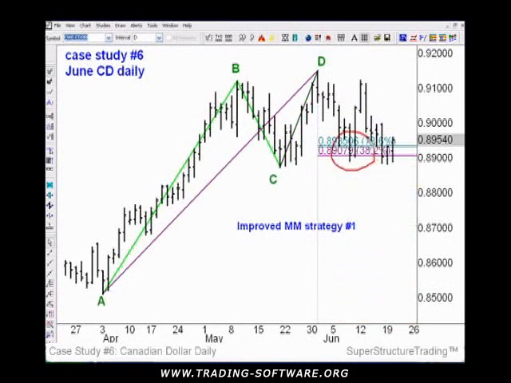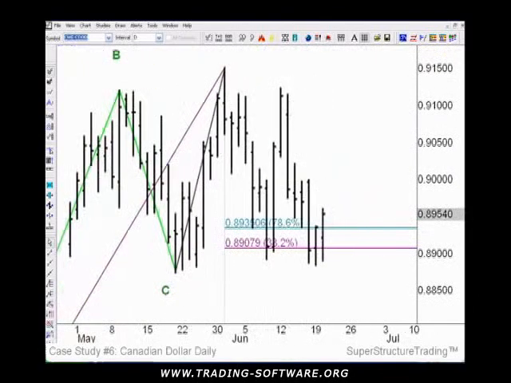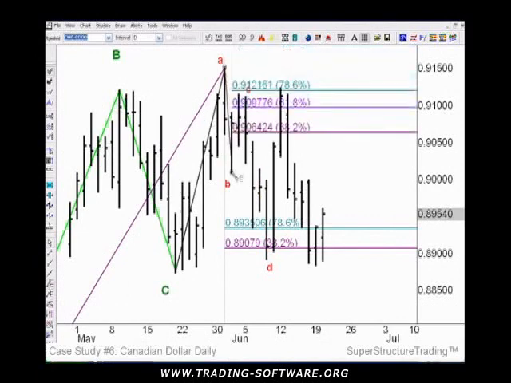Now this is the buy area. What makes this an improved measure move strategy is to see how price action unfolds into that area. Let me stretch it out a little bit. Here you also see a little ABCD unfolding into this pre-calculated area. Now let's check the retracement of little c. We're going to go from A down to B. Little c is just shy of the 78% retracement area.